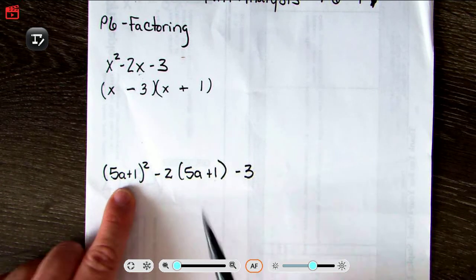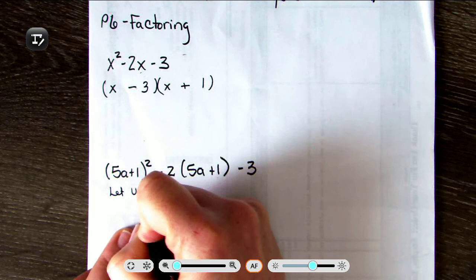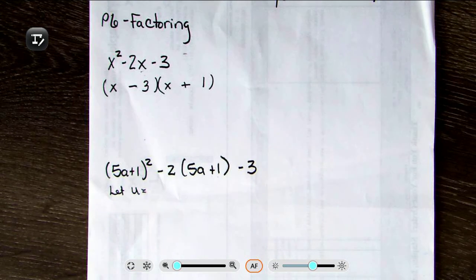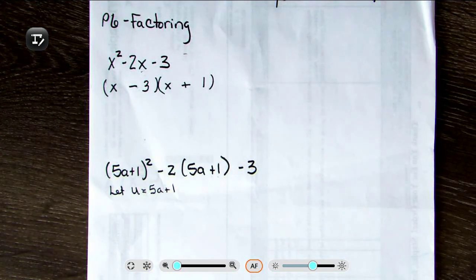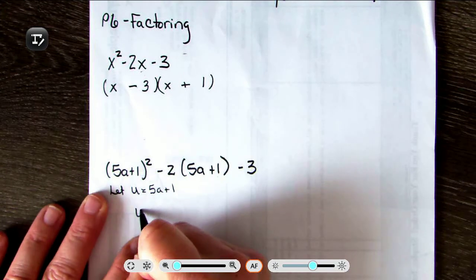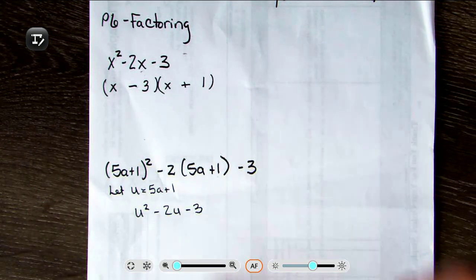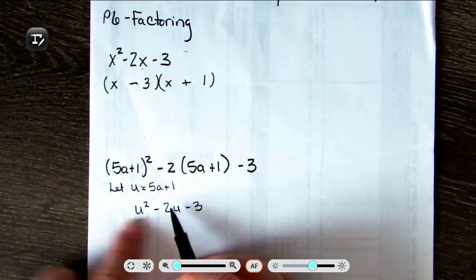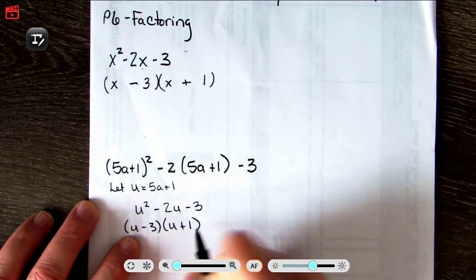So what I'm going to do is rewrite this, and I'm going to do a little u substitution. This little trick is something that shows up from time to time, and a lot of times it helps that big picture look easier. So I'm going to let u be that ugly 5a plus 1. And then this turns into u squared minus 2u minus 3, which is almost identical to what we had, except instead of x's, I have u's. So I can factor this, u minus 3 and u plus 1.